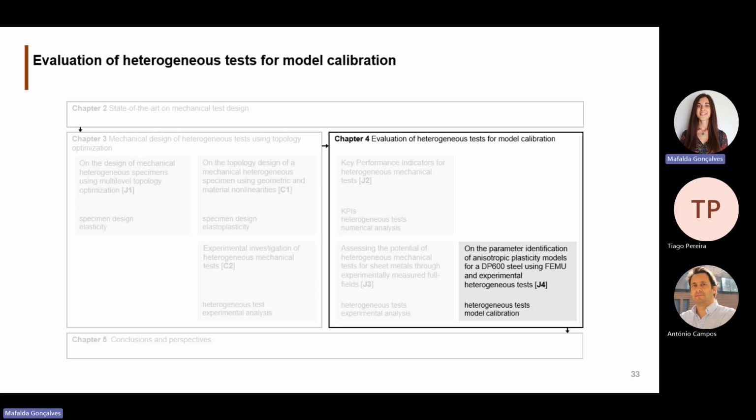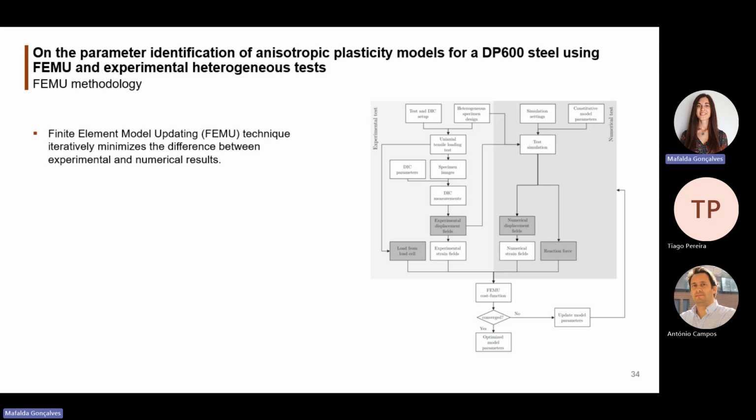Lastly, the experimental data that we captured during the experiments is now used for the calibration of an anisotropic plasticity model. For that, we use a finite element model updating technique. That is an optimization-based technique to identify the unknown parameters for the material models, and it tries to minimize the difference between experimental and numerical results. For that, a numerical model of each test was carried out, and the displacement field and the reaction force for each test were extracted and compared to the full-field data from the experiment.